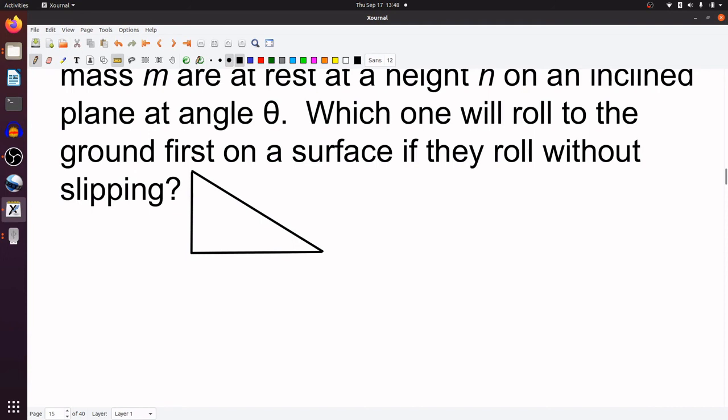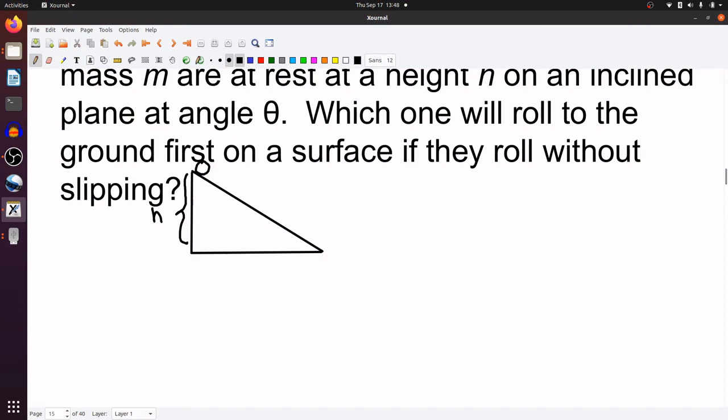All right, pretty picture, done. So basically we have an object that's going to roll down said ramp. We know that the height of the ramp is going to be h. And we're trying to figure out which one's going to roll to the ground first. Okay, well, how do we do that?